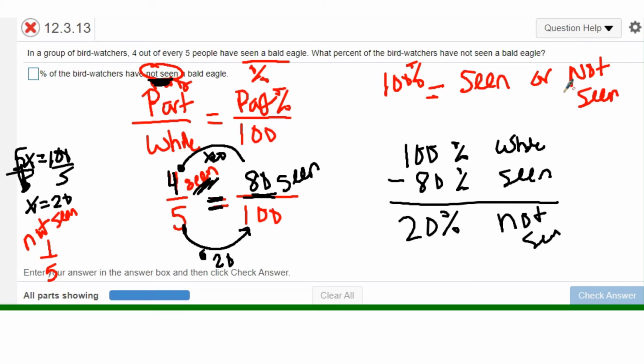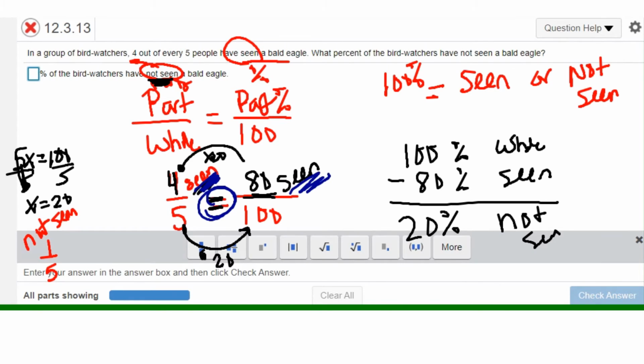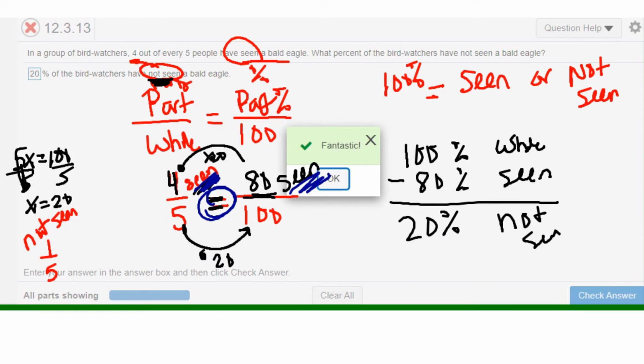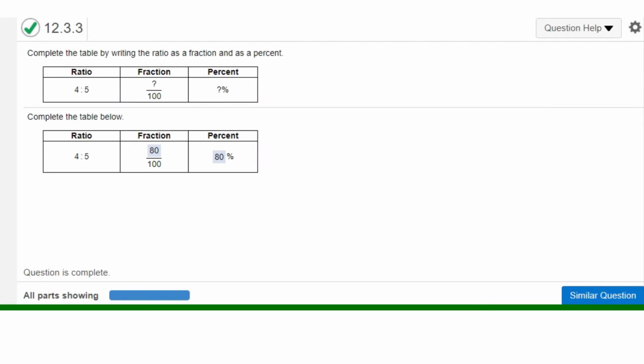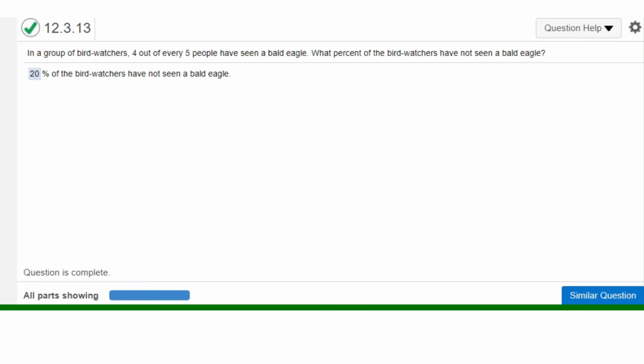So how can you keep track of this? Since the 4 represented seen in the original question, seen can only be equivalent to the percent seen. It's not going to be the final answer. So you have to pay attention to what those numbers equal and only set it equivalent to that. So let's put 20 right here. That's that one. That was number 10.